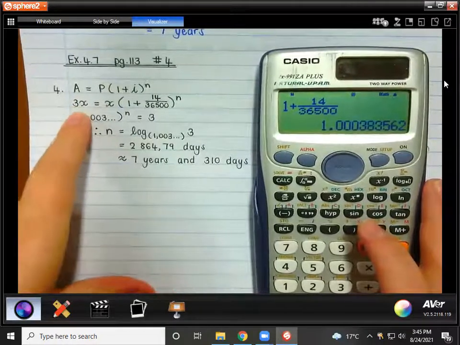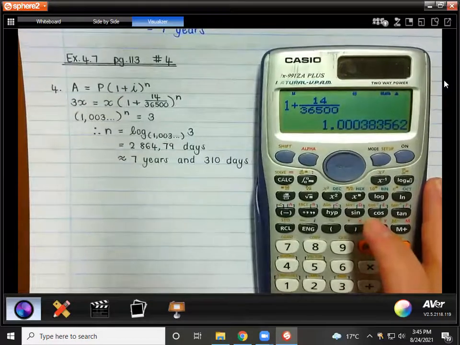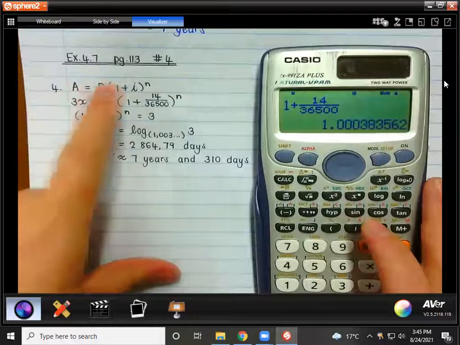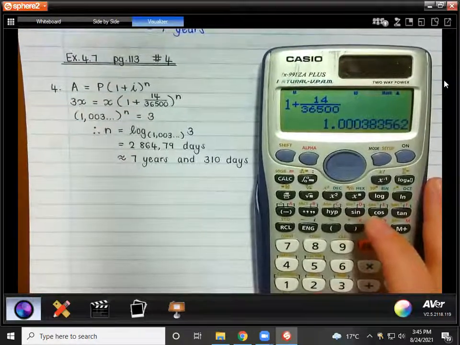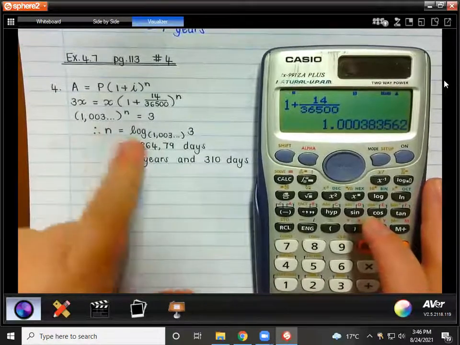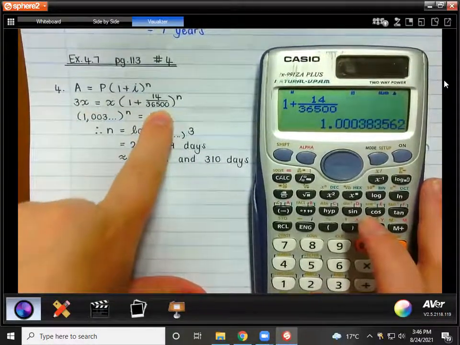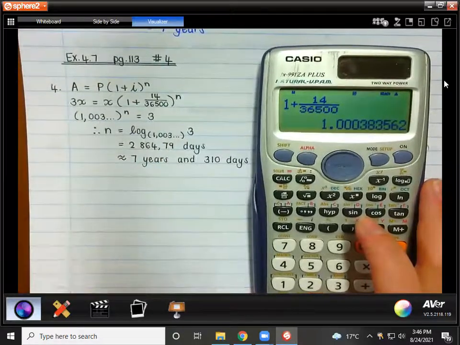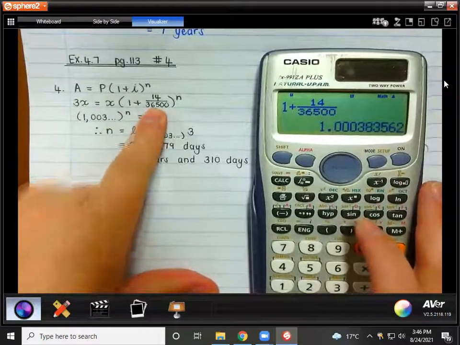Okay, now guys, what's going to happen if you do 3x divided by x? The x's are going to cancel out. So whatever these two are, if you take your a value divided by your p value, you're supposed to get 3, right? Because your final amount is supposed to be triple your original amount. Okay, so are we fine with this? Yes. Was the interest rate 14? Yes, it was 14.